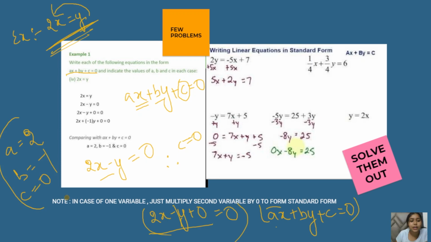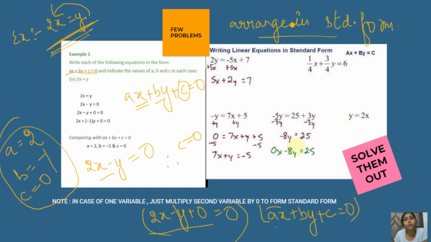So first step, you just have to arrange them in a standard form. Okay, so what is the first step? You will just have to arrange it in a standard form. After arranging in a standard form, you just have to equate it with the general standard form, and what you will get is the values of a, b and c. Okay, so let's move forward to another example.